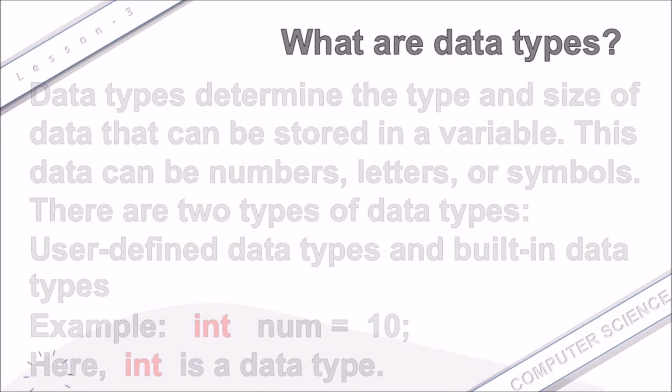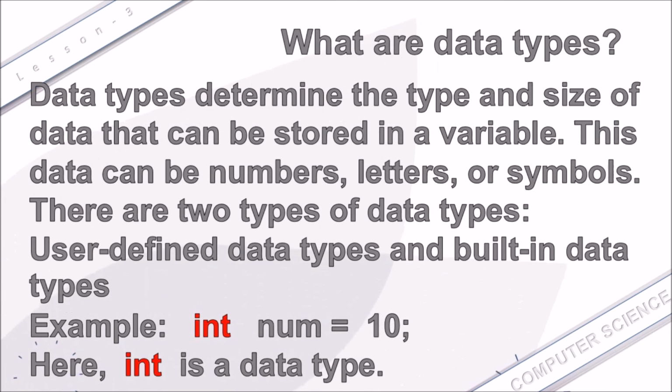Our next question is, what are data types? So we all know data types determine the type and size of data that can be stored in a variable. This data can be numbers, letters, or any symbols, just like dollar or question mark, asterisk, or any other symbol. There are two types of data types: user defined data types and built-in data types. Built-in data types like char, int, float, double, etc. We can see the example here, int num equals 10. So int is a data type. It shows that an integer can be stored in this variable.